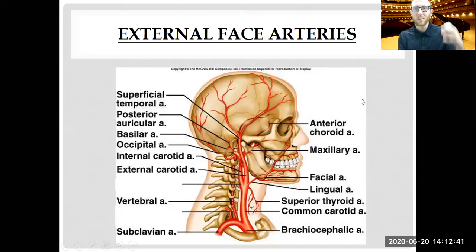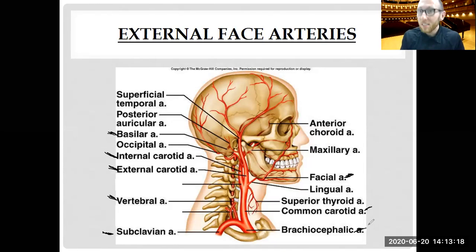Here's another great picture of the arteries, and what I'm going to do now is go through and highlight the ones that you'll need to know. So definitely want to know subclavian, vertebral, external, internal, basilar, and facial, as well as common carotid and brachiocephalic. So all those ones that I've kind of dashed, you'll need to know. The other ones, they're great to know, but you will not be tested on those.